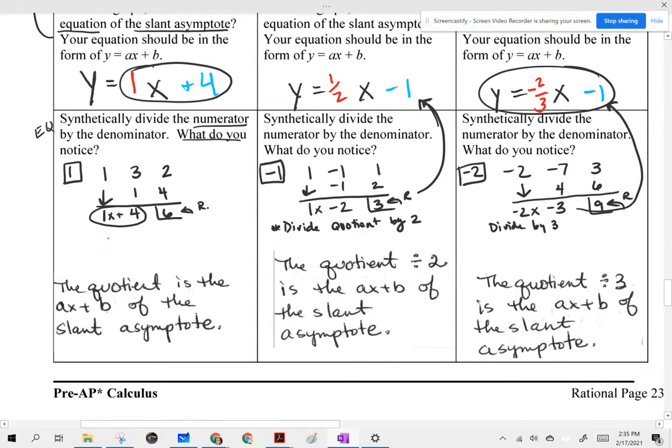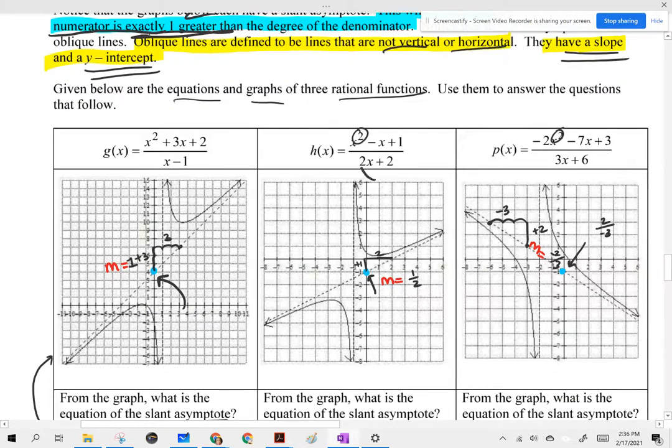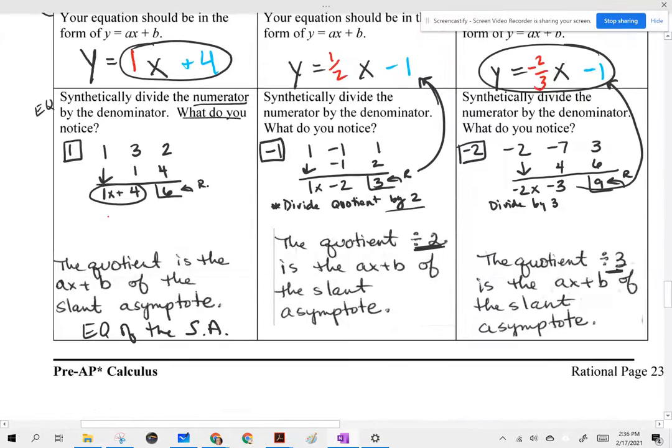So here we go. The quotient is the ax plus b of the slant asymptote, so it's going to be the equation of the slant asymptote. The thing is, on number 2, we had to divide by 2, right? And here we had to divide by 3. Well, let's just take a look at that equation. Notice that I would have to take my final quotient and divide it by 2 because that was the leading coefficient of the denominator. Same thing here. I have to divide by 3 because it's the leading coefficient of the denominator. In the first one, I didn't have to do that because my leading coefficient was 1.